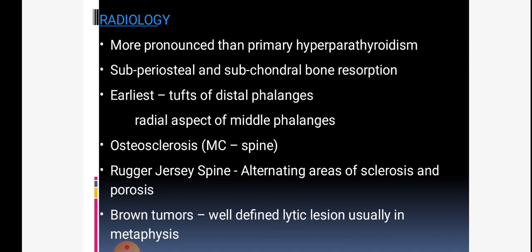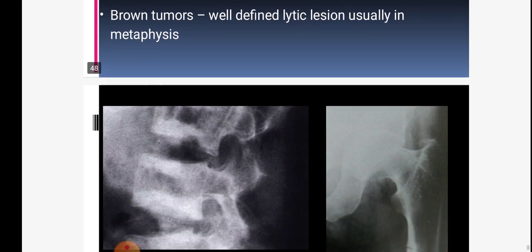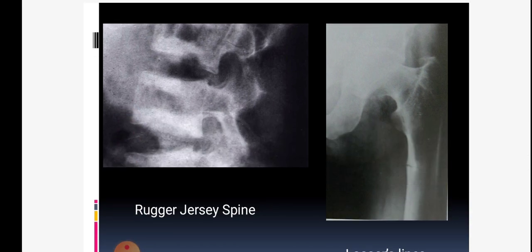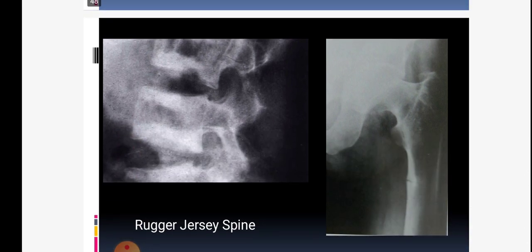The radiology, more pronounced than primary hyperparathyroidism: subperiosteal and subchondral bone resorption, earliest in the tufts of distal phalanges, radial aspect of middle phalanges, osteosclerosis, Rugger Jersey spine, alternating areas of sclerosis and porosis, and the brown tumors, that is a well defined lytic lesion usually in the metaphysis. So that is called a Rugger Jersey spine here.